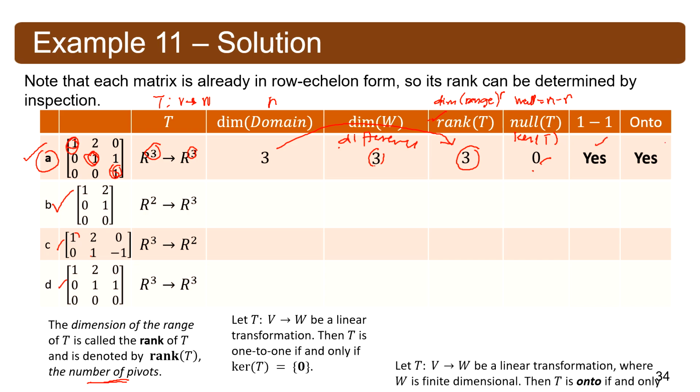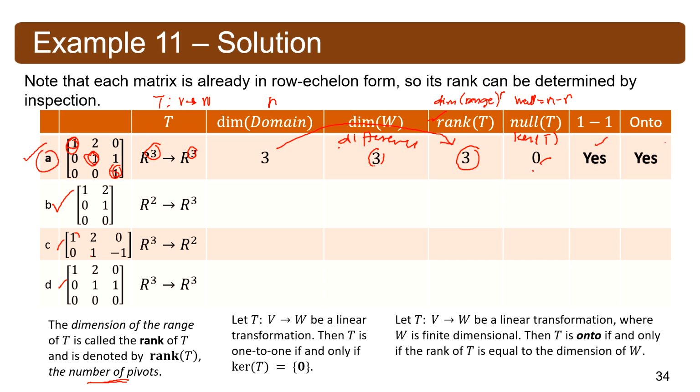Now, why is it onto? Onto if and only if the rank of T is equal to the dimension of W. This is the rank, equal to the dimension of W. So these two are equal. If these two are equal, then we have onto. Okay? What about in number 2? Again, from our n, 2, that's the dimension of the domain, and the dimension of W is 3, the number of rows. How do we get the rank?